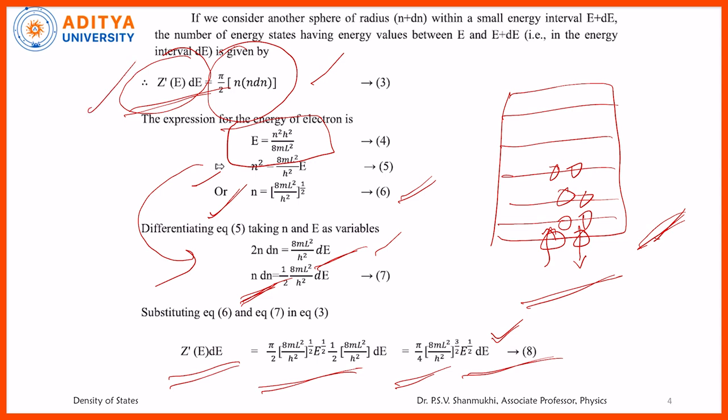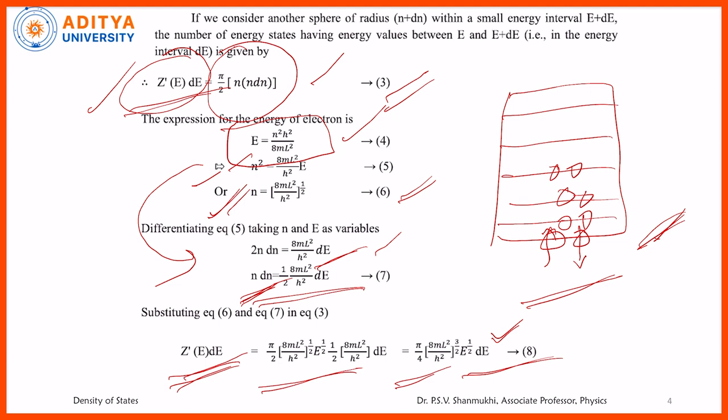Anyhow, first we are taking the number of available energy levels, and from the one-dimensional potential well problem, the quantized energy value E is equal to n square h square by 8m L square. We are getting n square and afterwards n, and differentiating that n square expression, we are getting n into dn. Substituting this n into dn and that n in equation number 3, the above equation, we get Z of E dE or Z dash of E dE. We are getting like this. These are the number of available energy levels.